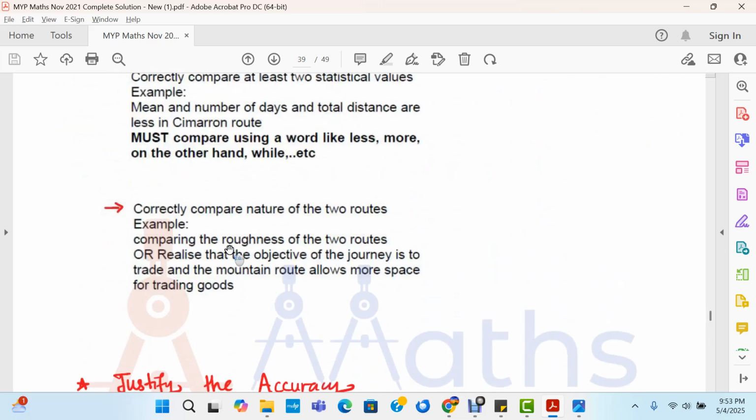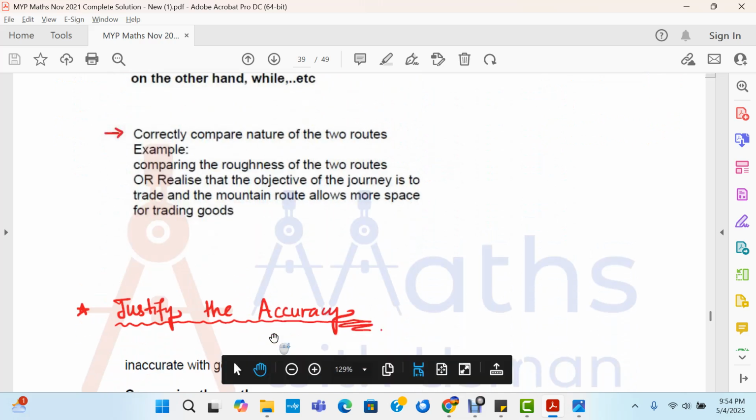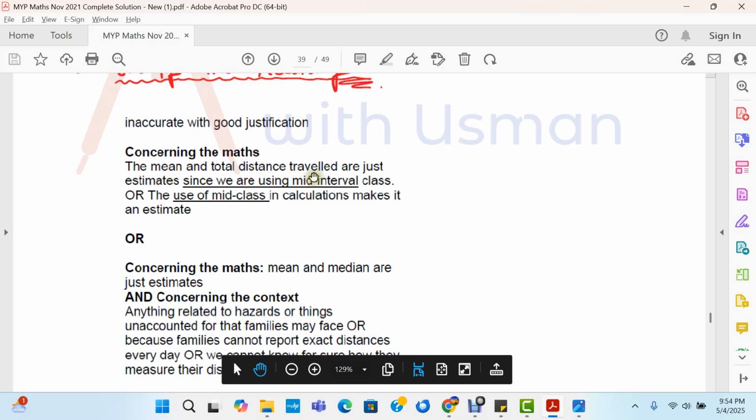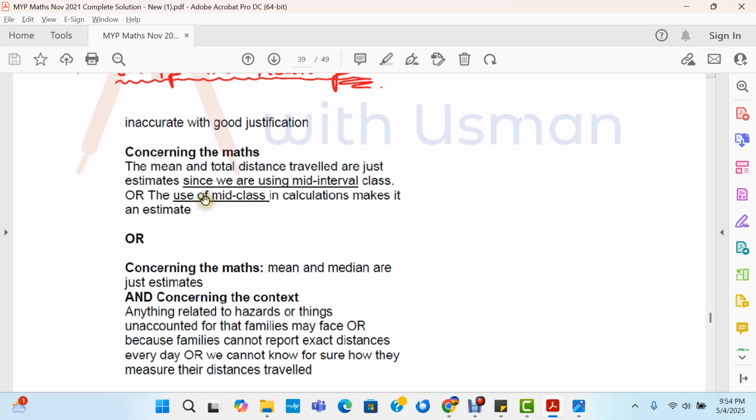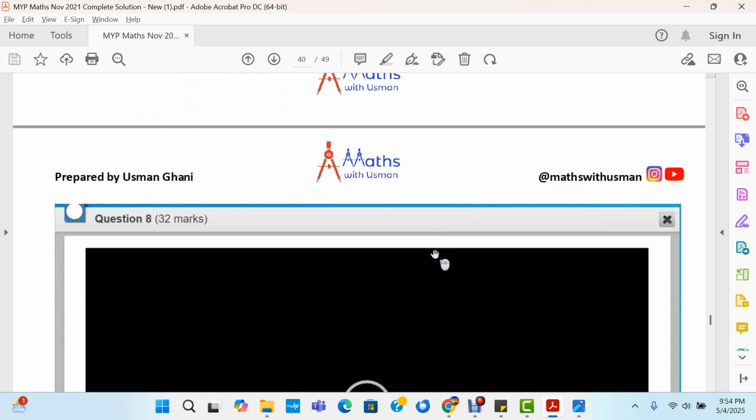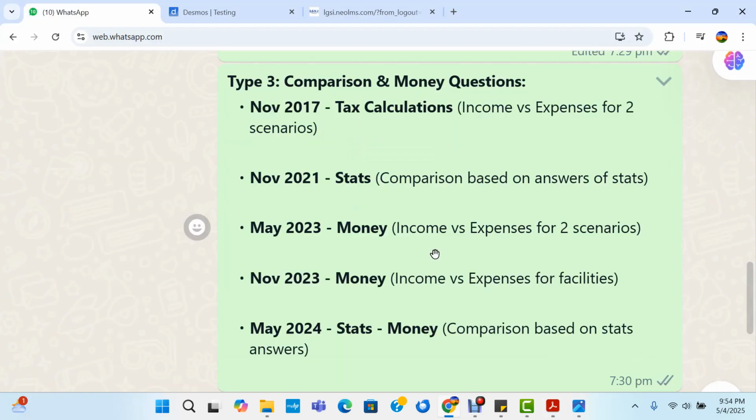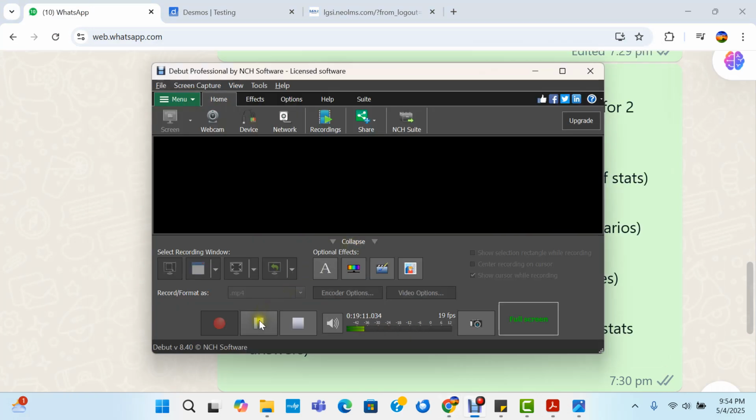Okay. So comparison we've already done, and make sure for the comparison you mention the roughness of the route and the trading and the availability of goods. Okay. So the mean and the total distance traveled were just estimates because we are using mid-interval values, and there are many things which can be unaccounted for, so most of these things are estimates. Okay. And this finishes November 2021. Okay, on to the next question.